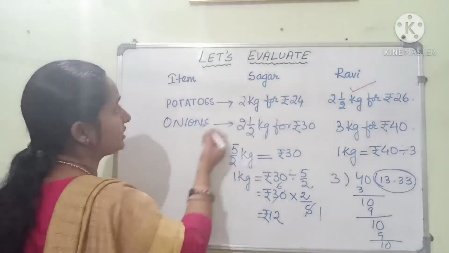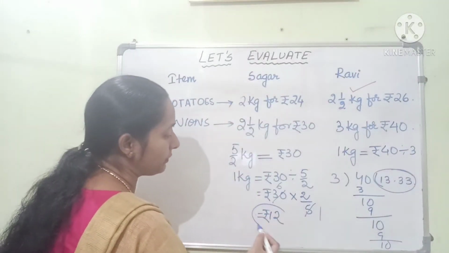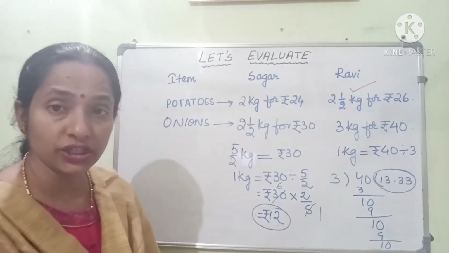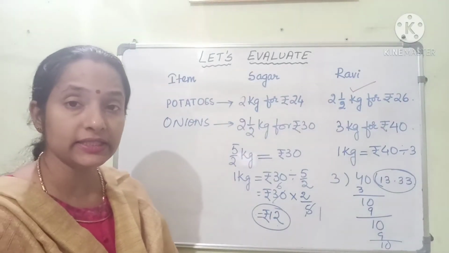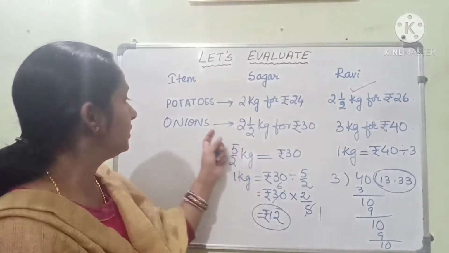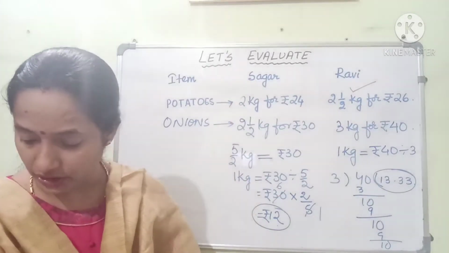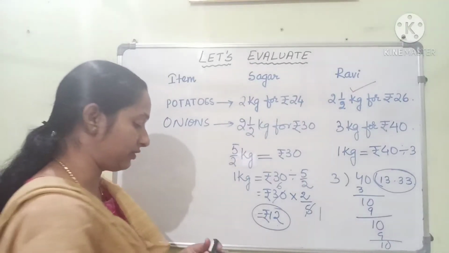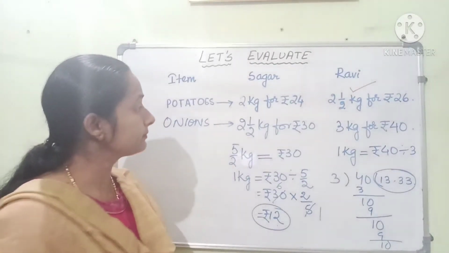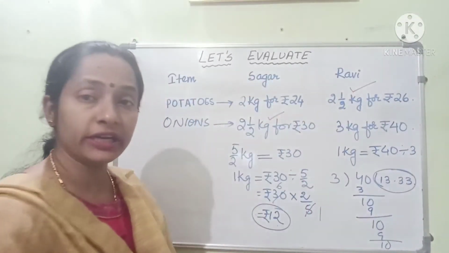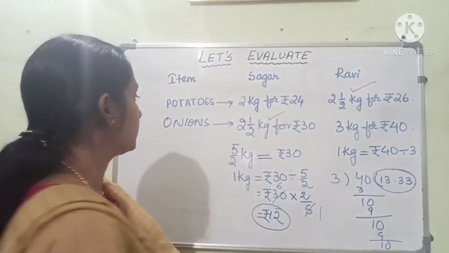But in the case of Sagar, the cost price of 1 kilogram onions is rupees 12. So children, who bought the onions at cheaper price? Sagar bought the onions at cheaper price. So let us mark with red pen here. Onions are being bought at cheaper rate by Sagar.